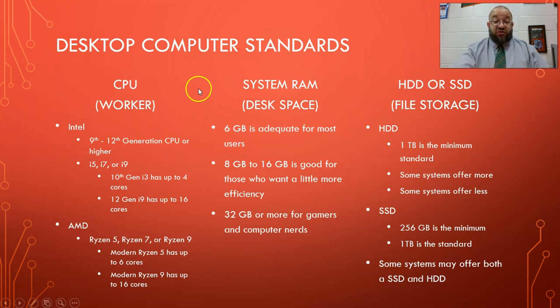So let's take a look at this first column here, okay? For the CPU, modern desktop computers should come with a 9th to 12th generation central processing unit or higher, okay? Right now, it's 12th generation, because with the i7s and the i3s and the i5s, we are currently in the 12th generation, or the 12th year of production of those things. And of course, with every new year, they get upgrades, right? I'll give you an example.